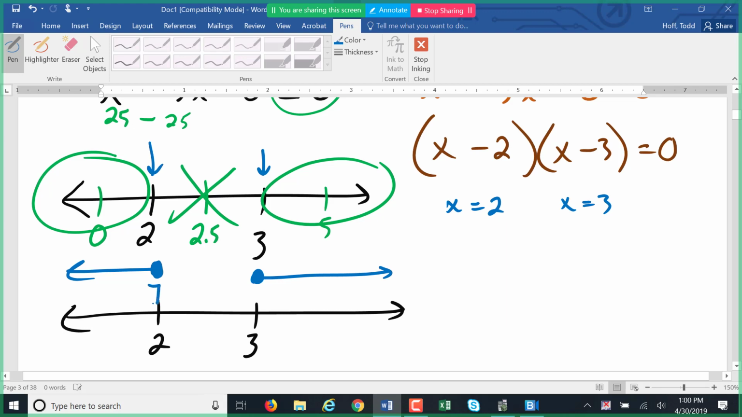So either like that or like this is our solution. Now I'm going to give you about 30 seconds here. Give me that solution in set notation and interval notation.